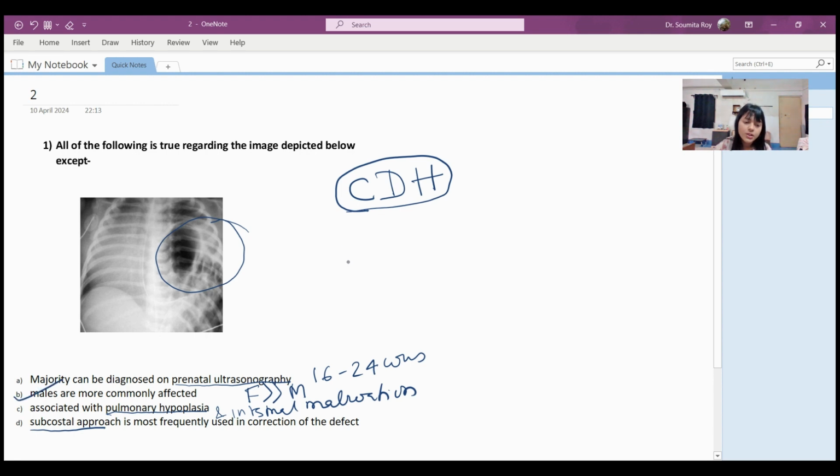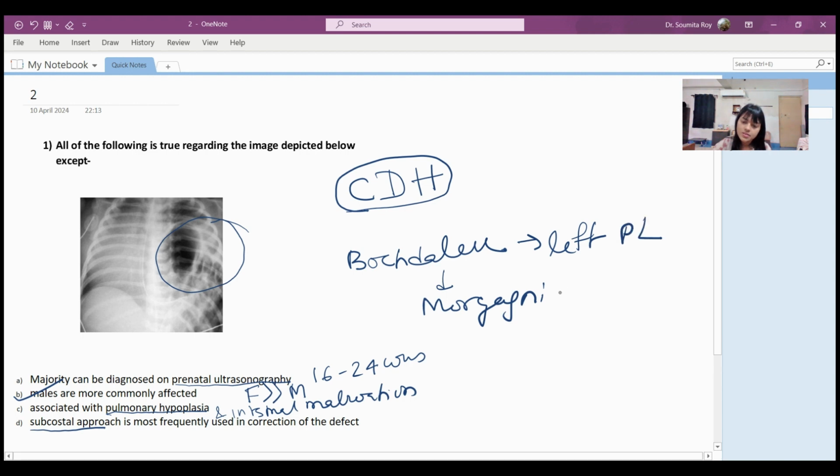And few more relevant points you should know: what is the most common type of CDH, that is Bochdalek. This is the most common, followed by Morgagni. Bochdalek is left posterolateral, commoner on the right side is Morgagni, and this is anteromedial. Okay, so clear.